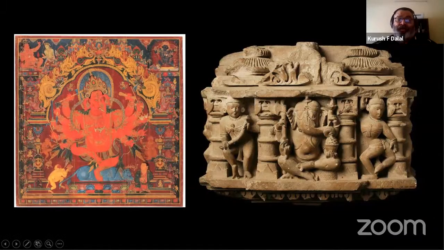Ganesha is also known in Buddhism. This is a beautiful tanka on the left-hand side where he is Maharakta and he's always red colored. And you see him again dancing the Tandava, and you see the multi-armed image that we have. I think it's a 12-armed image of Ganesha, and he plays an important role in Tibetan Buddhism.